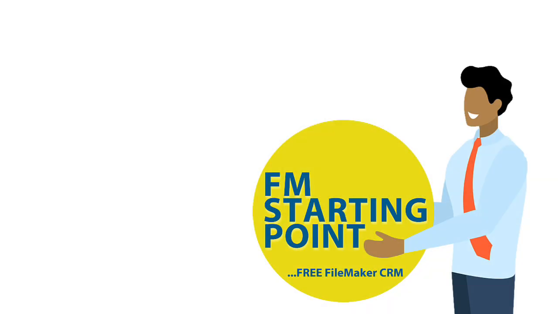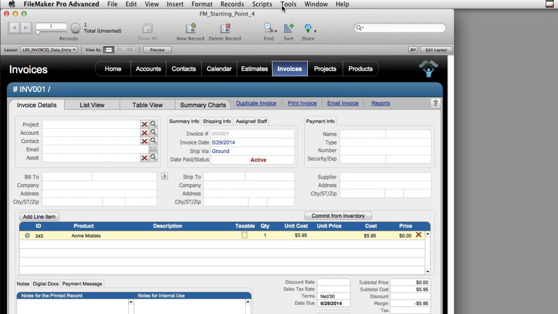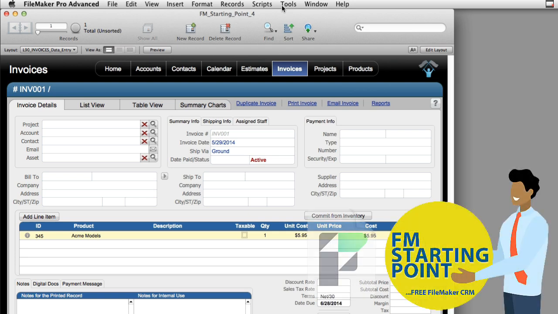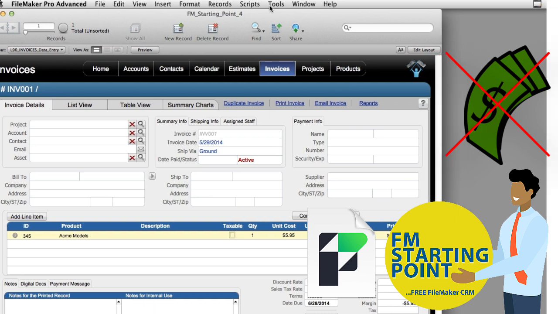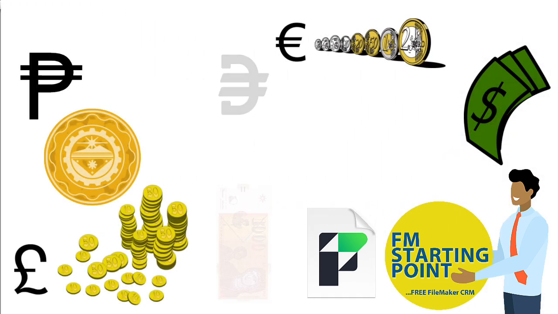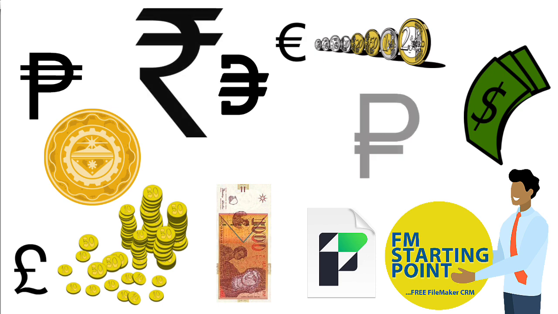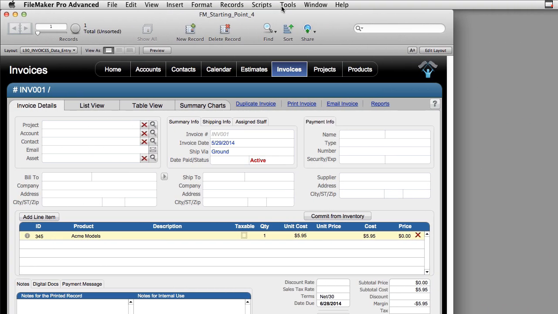In this video, I want to take a quick moment and show you how to adjust the currency in your copy of FM Starting Point. I get asked this question a couple times per week, and this is really important to everyone out there who wants to adjust their copy of FM Starting Point or any other FileMaker database where you don't want to use US dollars, but you want to use some other currency like euros, pounds, pesos, dinars, rupees, rubles, etc. It's actually pretty simple to do.